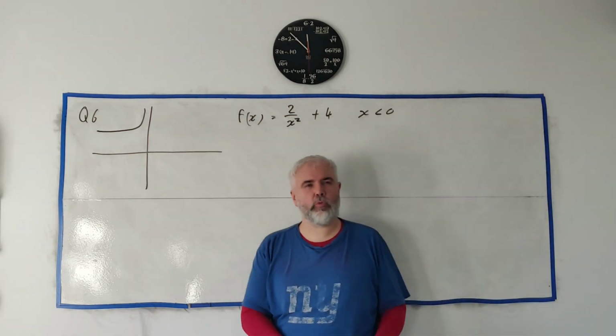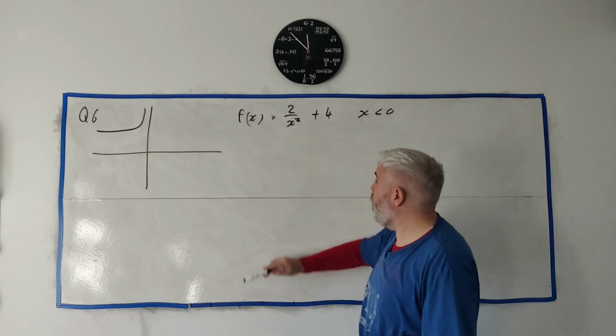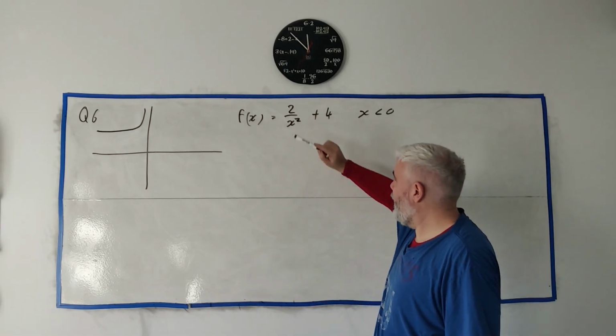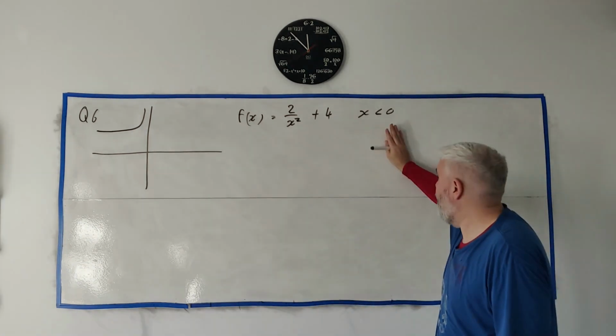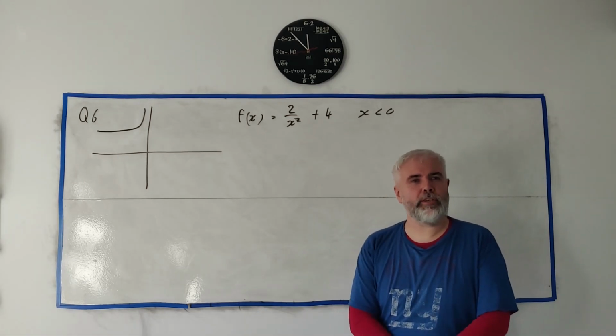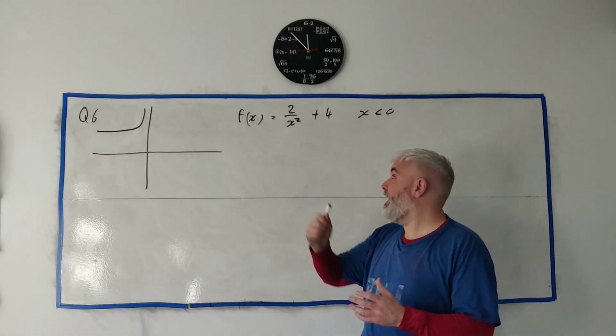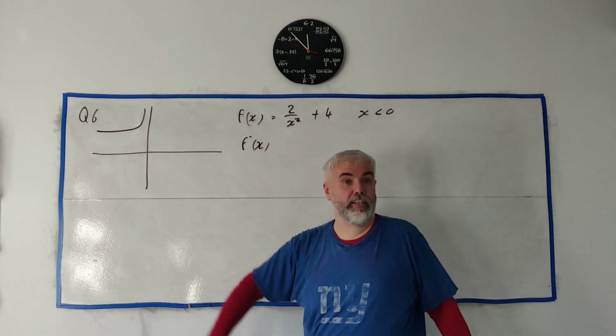In question 6, we're given a diagram that looks roughly like this, and we're told it's of a function f(x) equals 2 divided by x squared plus 4, and they tell us that x is always less than 0. And again, it looks like this. For part A, we're simply asked to sketch the inverse of f(x) on this graph.